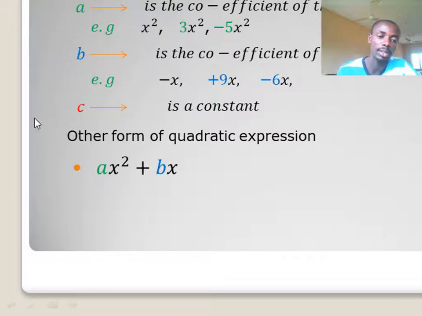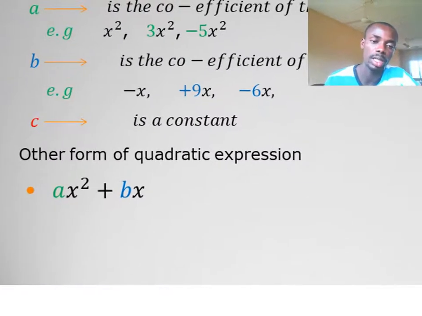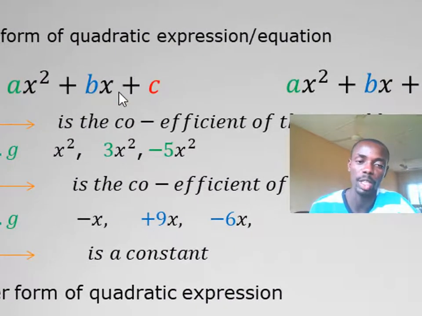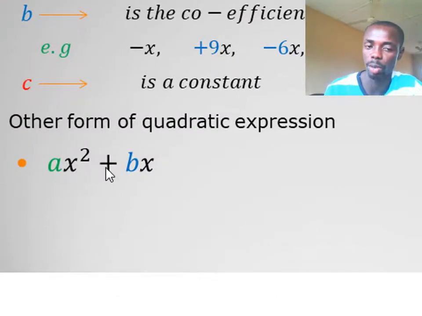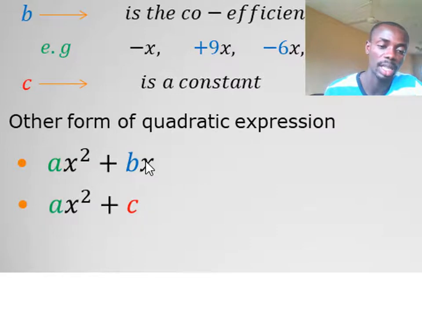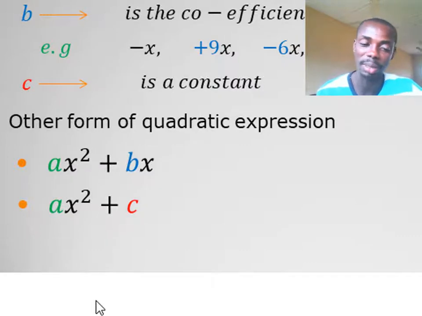So apart from this ax squared plus bx plus c, you can also have it as ax squared plus bx, and our A still remains A. And you can also have it as ax squared plus c. Remember, ax squared is always common. But at times B might be absent and at times C might be absent.